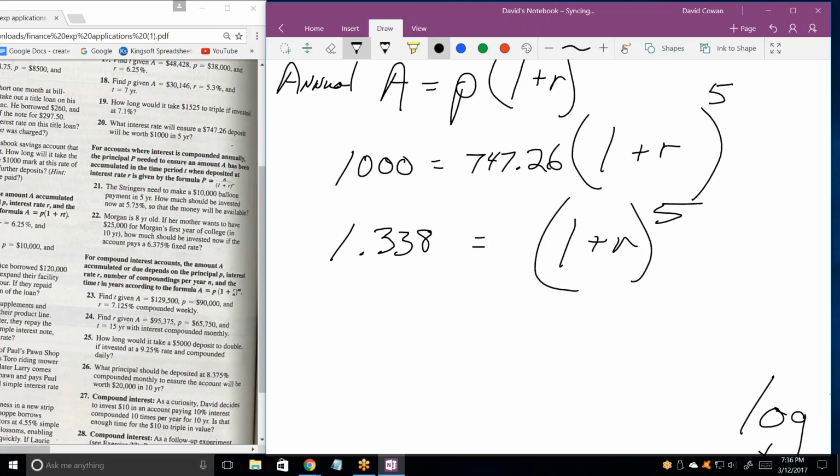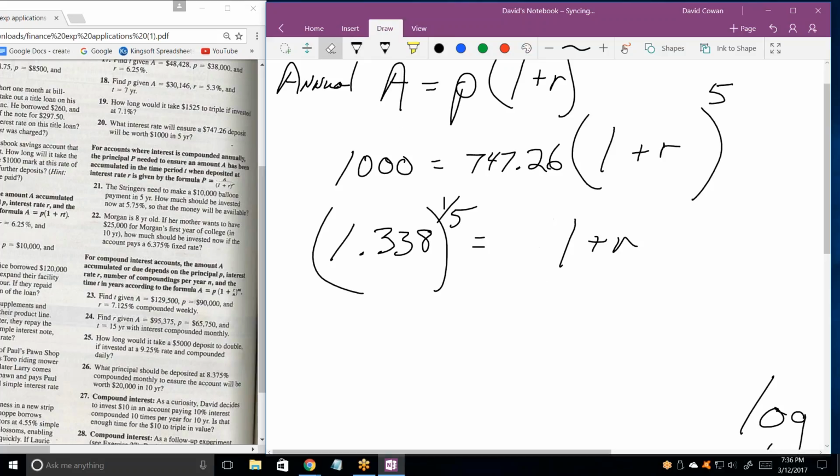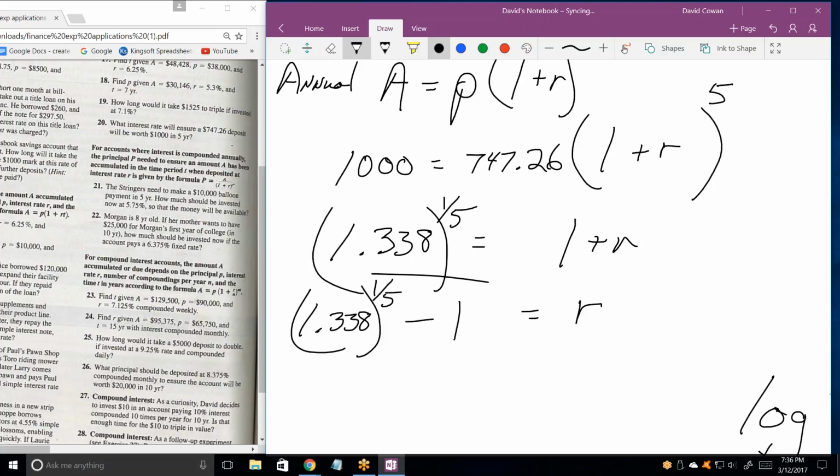So I'm going to take the 5th root, which is the same as doing that. And that gets rid of my exponent, 5. So now I have that. So r is equal to this number minus 1. So 1.338 to the 1/5 power, and you can get that number out of your calculator, minus 1. And that is what r equals.